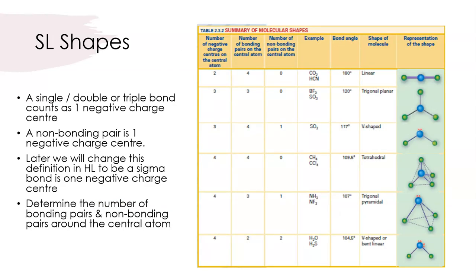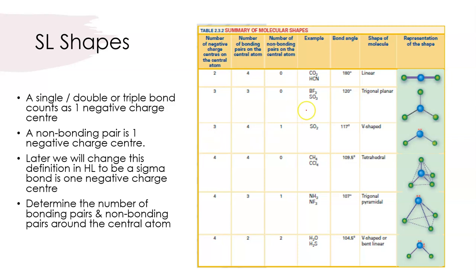For SL, we looked at a number of shapes where we looked at the number of charge centers around a molecule. We looked at single, double, or triple bond being a single negative charge center, counting those and looking at the number of lone pairs in order to determine the overall shape. These are ones that we've reviewed briefly recently, so I'm not going to go through them in detail.